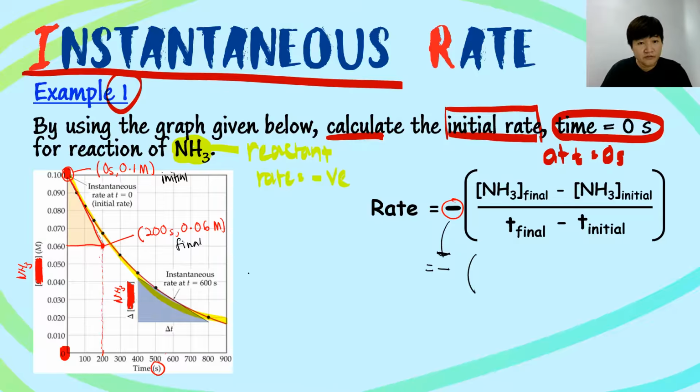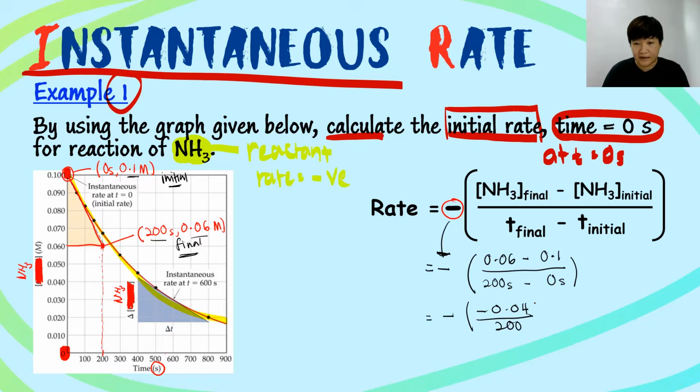So your final concentration is 0.06 minus the initial concentration 0.1, over the final time, 200 seconds, minus the initial time, 0 second. Solve the mathematics, the negative still remains over there: negative 0.04 over 200 seconds. So press the calculator, and the negative over here will become positive.